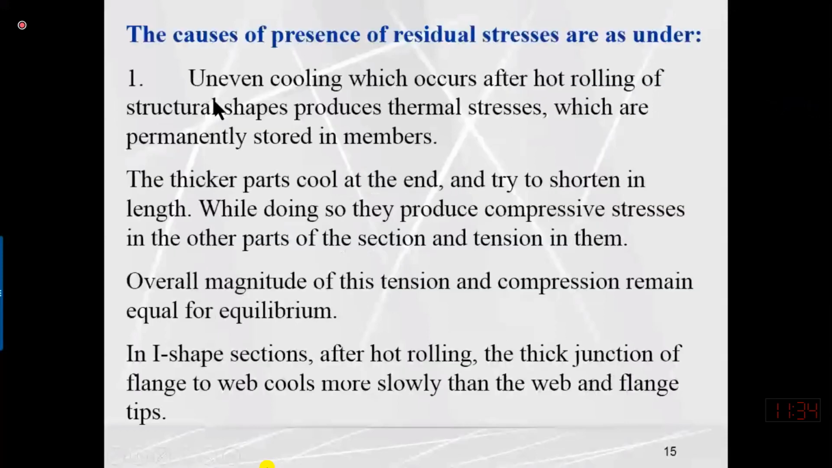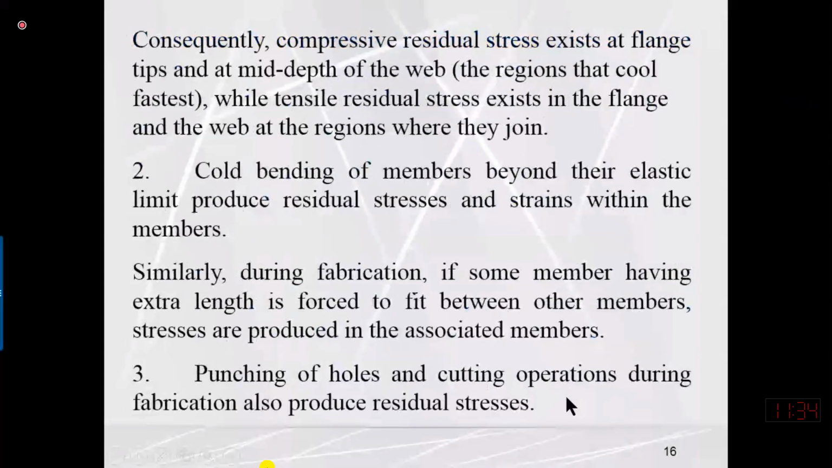In the case of an I-shaped section, after hot rolling, the thicker junction of flange to the web cools more slowly than the web and flange tip. I have already explained this. Consequently, compressive residual stresses exist at the flange tips and mid depth of the web, the regions that cool fastest, while tensile residual stresses exist in the flange and web at the junction.